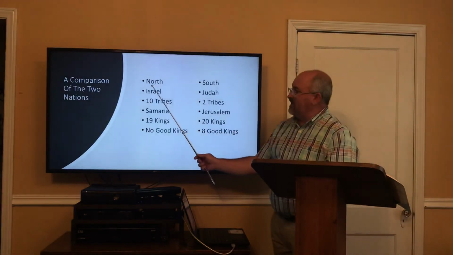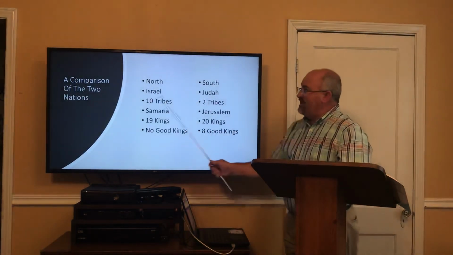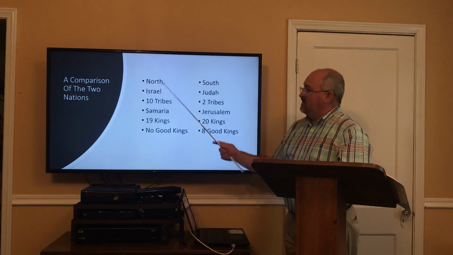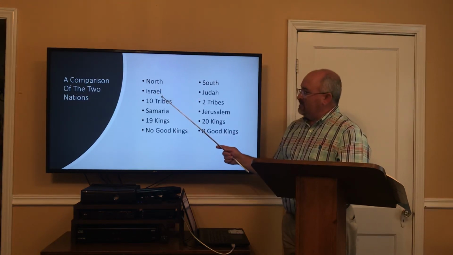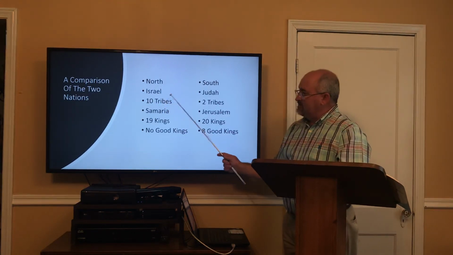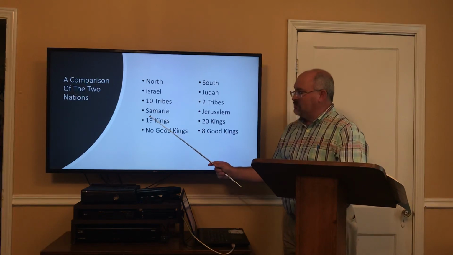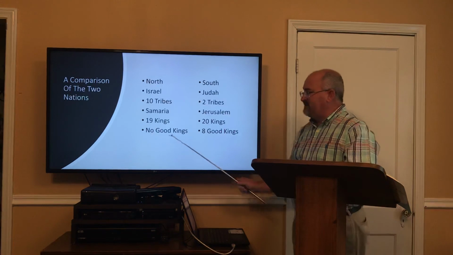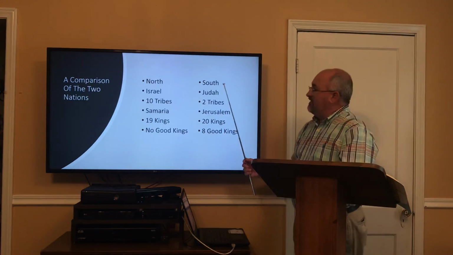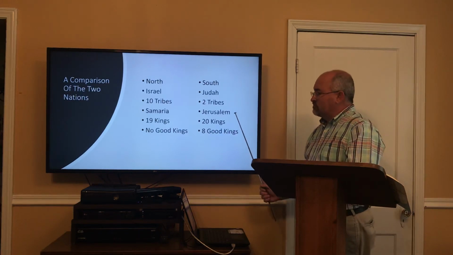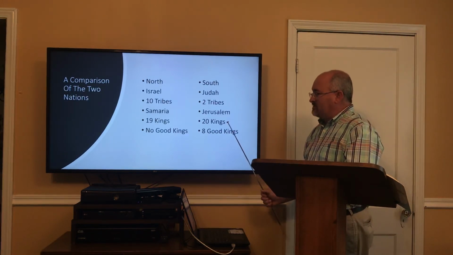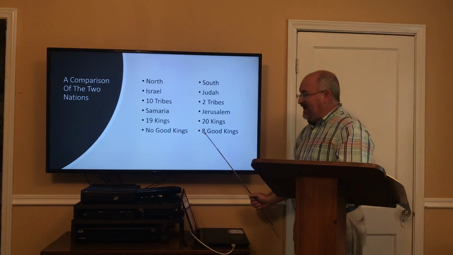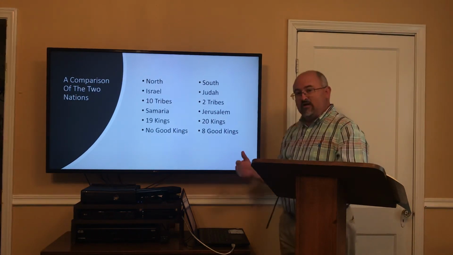After the death of Solomon, we divided into two nations, two kingdoms. In the north, we had the nation of Israel, 10 tribes, capital was Samaria. They had 19 kings, and none of them were good. In the south, we had Judah, 2 tribes. Jerusalem was the capital. They had 20 kings, and 8 of those kings were good kings.